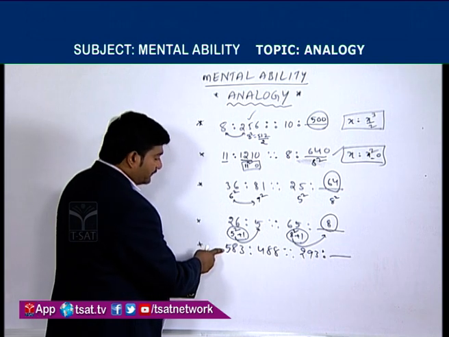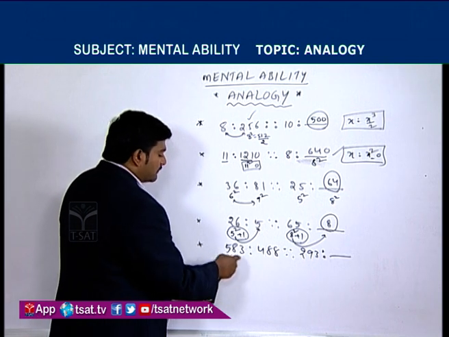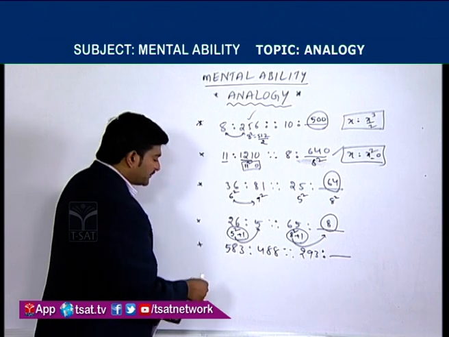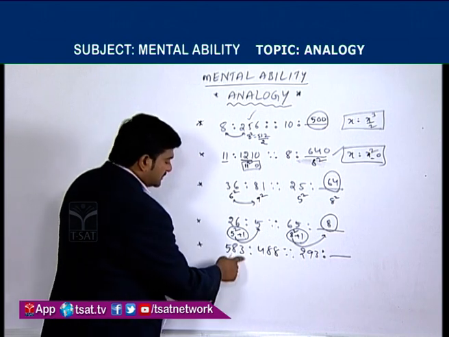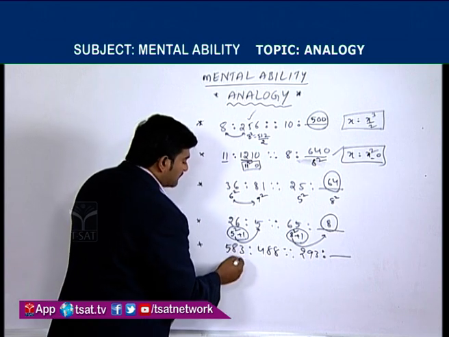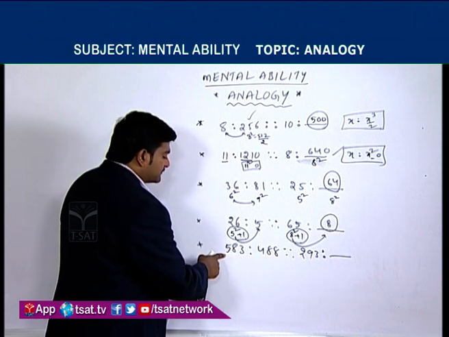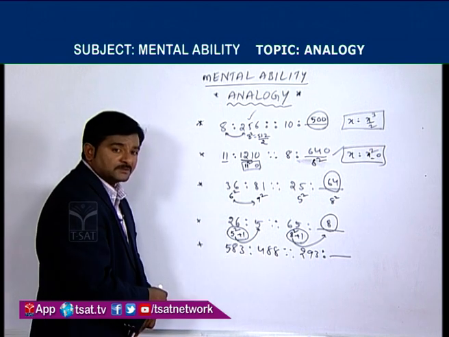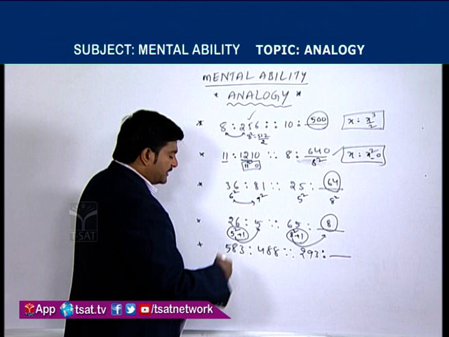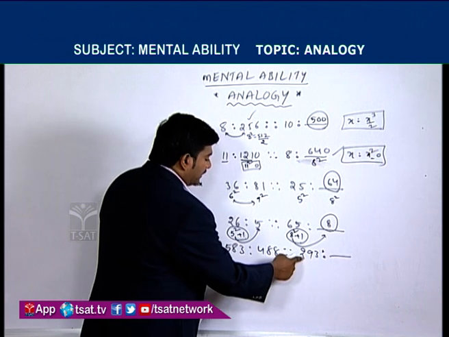How? 5 becomes 4, which means reduced by 1. Similarly, 8 is written as 8 as it is, and 3 becomes 8. What does it mean? Here it is minus 1, plus 5, and the middle 8 as it is. That is one way. So what do you have to write here? I have to reduce 1.